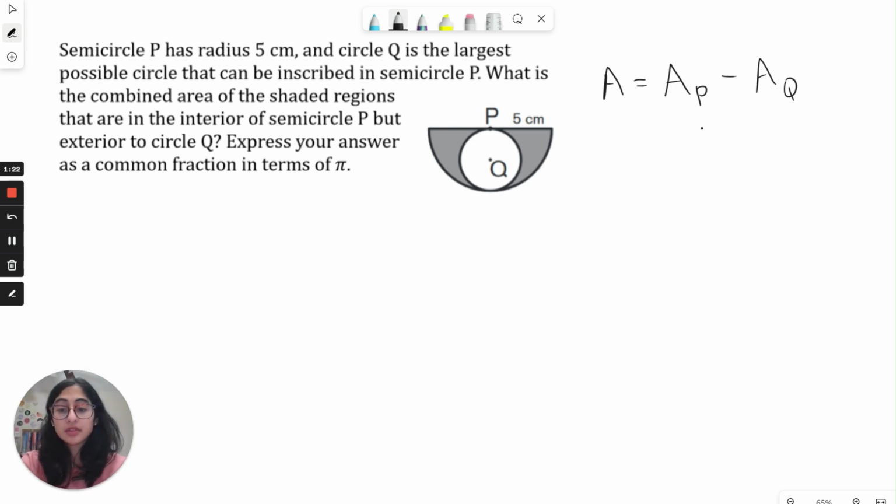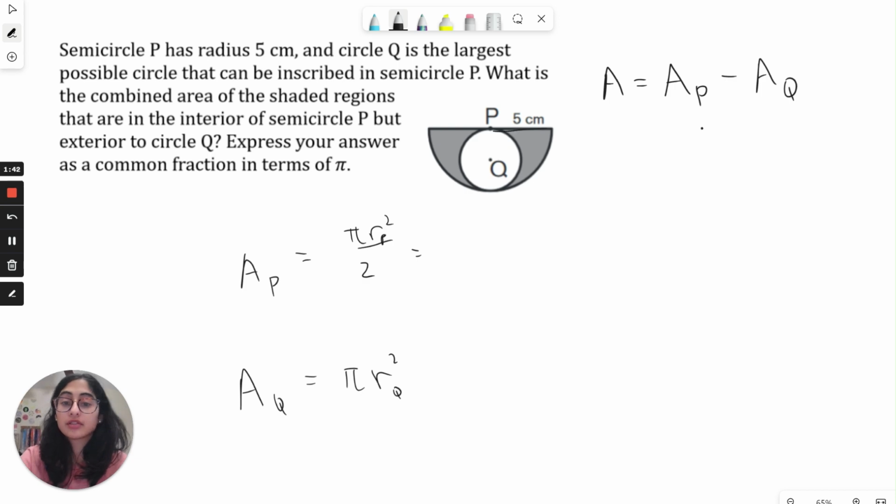So the area of a semicircle, right, that's going to be half of the area of a circle. So pi r squared over 2. And the area of a circle, of course, is just pi r squared. And so let me just call this radius the radius of P, and this is the radius of Q. So the radius of P, it tells us that's just 5 centimeters. So this area is going to be pi times 5 squared over 2, which is 25 pi over 2.